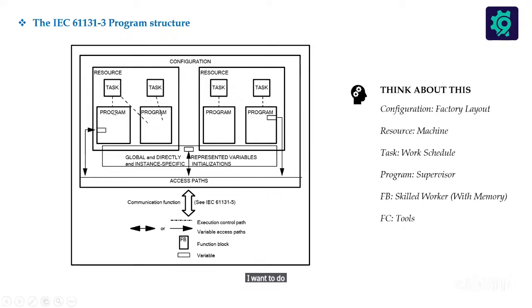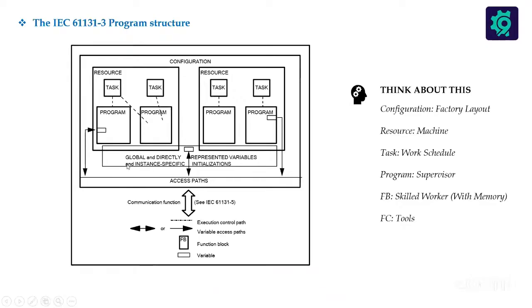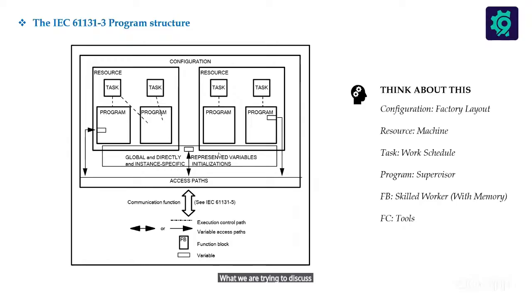So in this case, your task is calling your program, saying, okay, this is what I want to do. Then of course there will be some kind of feedback on the task, so that the task can also call on some other program. And this arrow is supposed to be for communication. I think this picture may not do a lot of justice to what we are trying to discuss, but let me just paint it this way.